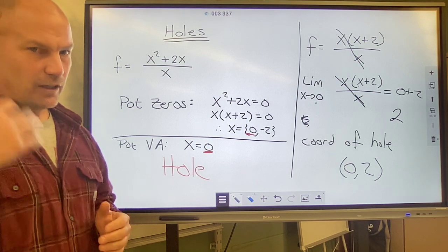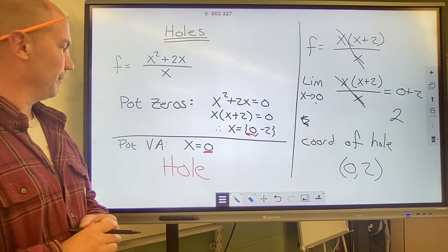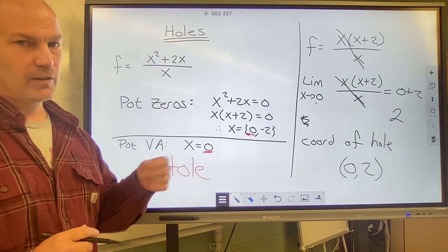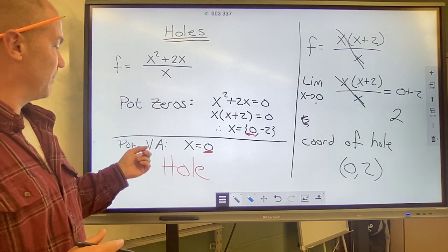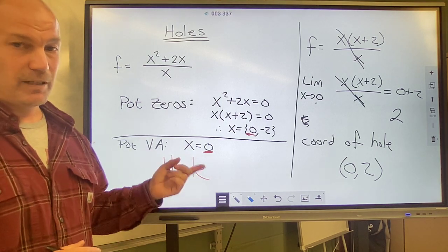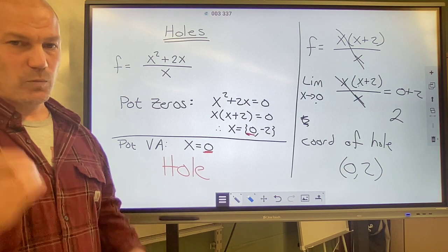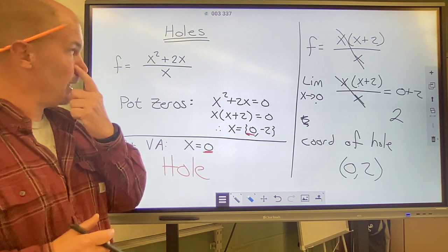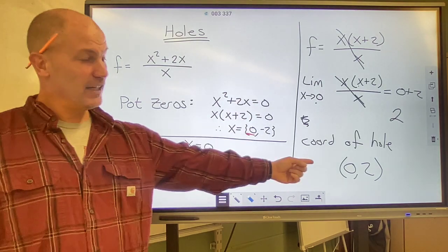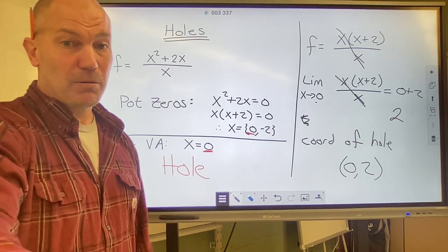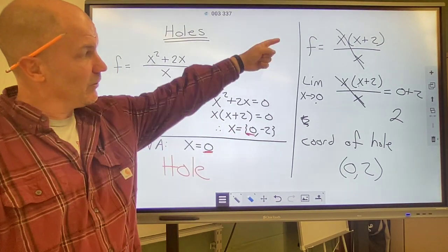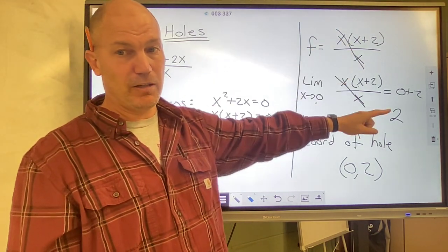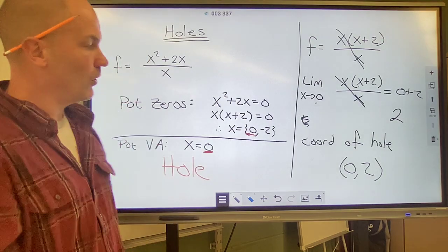So again, the hole is the tricky part. We find the potential zeros by setting the numerator to 0. We find the potential vertical asymptotes by setting the denominator equal to 0. Any place where the values are the same, where we think it's both a 0 and a vertical asymptote, what we need to do is find the y value associated with that. It's probably a hole. So what we do is we look at our factored form, we cancel, and then we plug in, and we get the value of our hole.